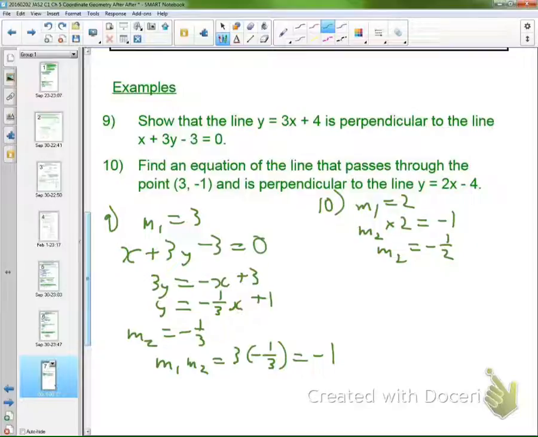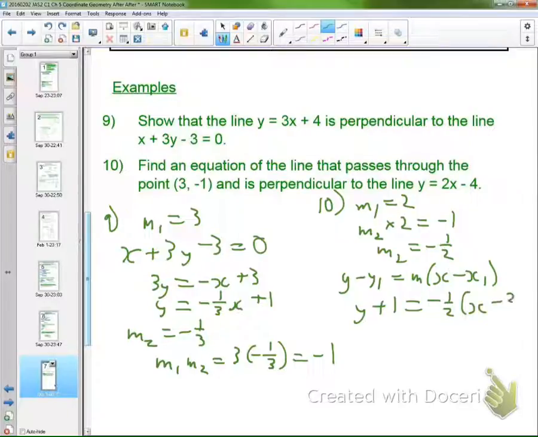We know that it passes through the point 3, negative 1, so we can just use our formula for the equation of a line. y minus y1 is equal to m times x minus x1. So then we substitute in our values, and at this point we can stop, because the question has not asked us to put the equation in any particular form.